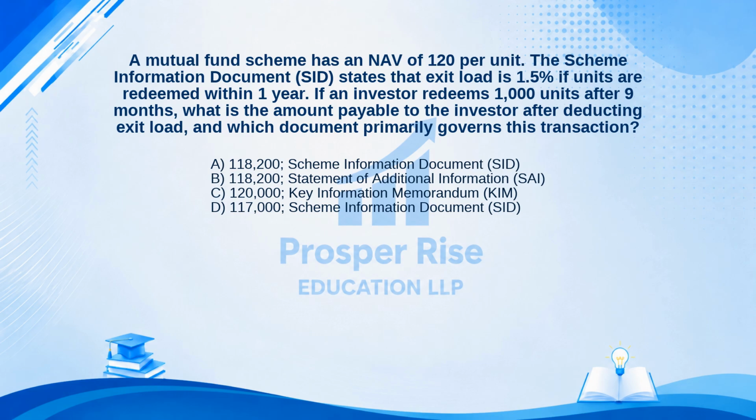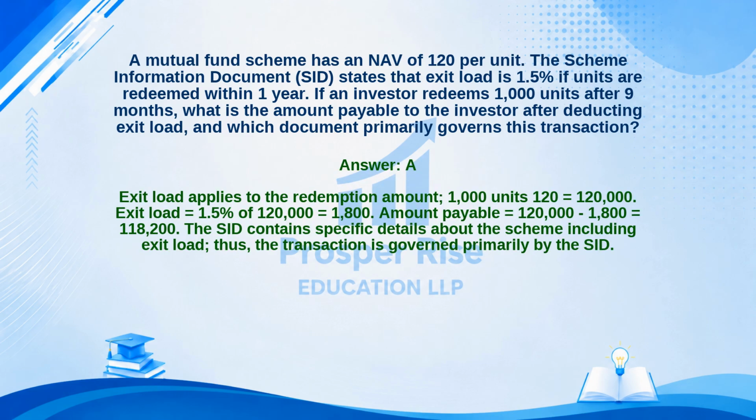The correct answer is option A. Let's see why. Exit load applies to the redemption amount. 1,000 units into 120 equals 1,20,000. Exit load equals 1.5% of 1,20,000 equals 1,800. Amount payable equals 1,20,000 minus 1,800 equals 1,18,200. The SID contains specific details about the scheme, including exit load. Thus, the transaction is governed primarily by the SID.